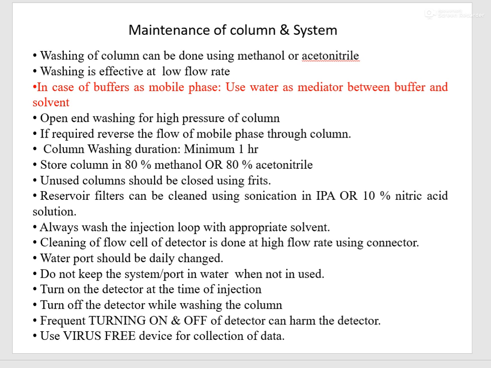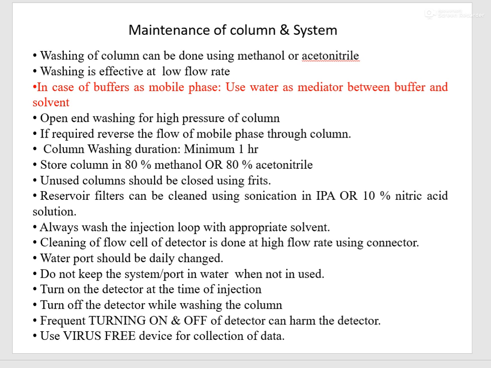Maintenance of column and HPLC system. Here I have listed a few points for maintenance of column and HPLC system. Washing of column can be done using methanol or acetonitrile. This I have specifically written for reverse phase column. You can wash your column either with methanol or acetonitrile. Also you have to keep in mind the solubility of sample. If the sample which you have analyzed is soluble in methanol, go for methanol for column washing. If it is soluble in acetonitrile, go for acetonitrile for column washing.